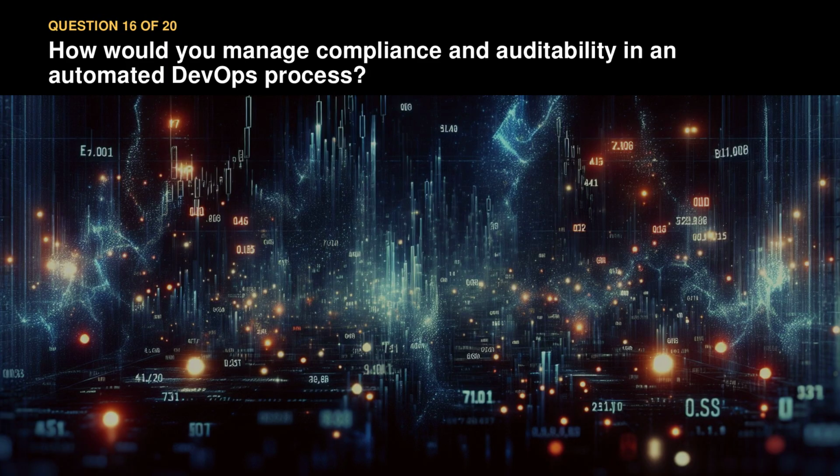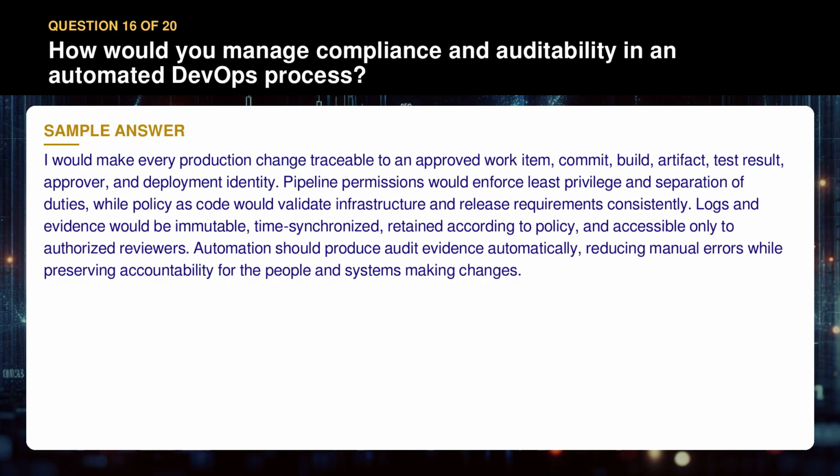Question 16. How would you manage compliance and auditability in an automated DevOps process? I would make every production change traceable to an approved work item, commit, build, artifact, test result, approver, and deployment identity. Pipeline permissions would enforce least privilege and separation of duties, while policy as code would validate infrastructure and release requirements consistently. Logs and evidence would be immutable, time synchronized, retained according to policy, and accessible only to authorized reviewers. Automation should produce audit evidence automatically, reducing manual errors while preserving accountability for the people and systems making changes.